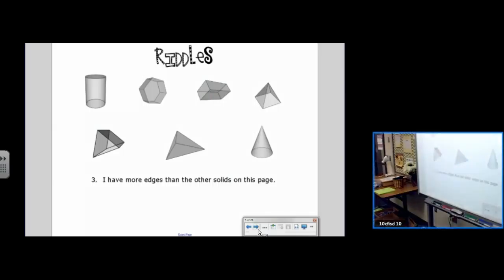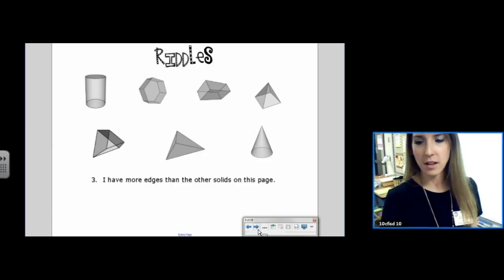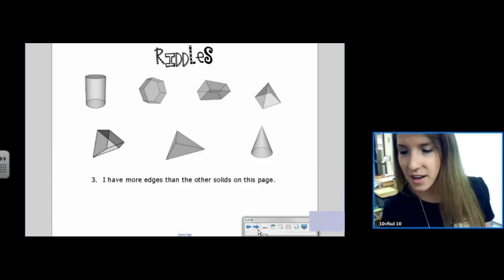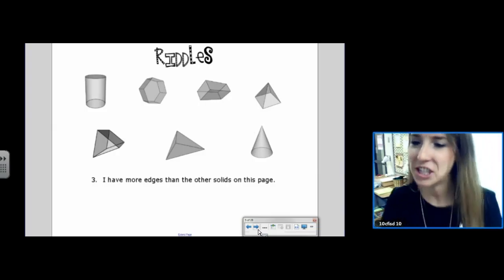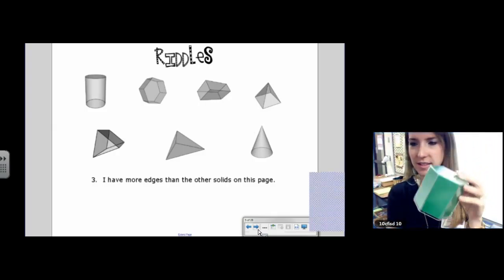I have more edges than the other solids on this page. Ooh. Hexagonal prism. Very good. How many edges does a hexagonal prism have?